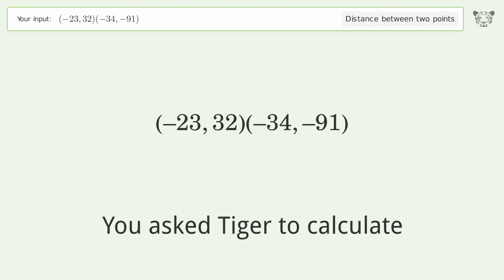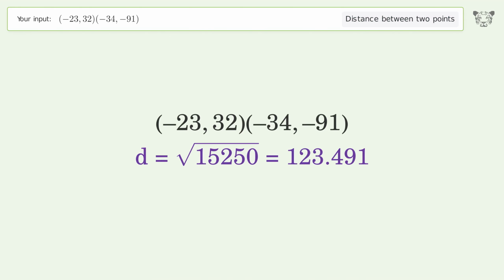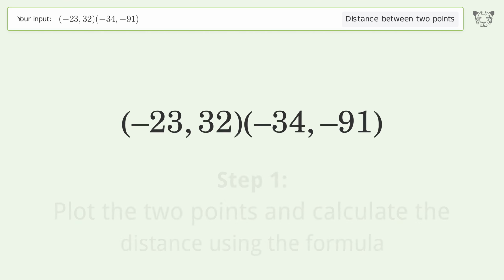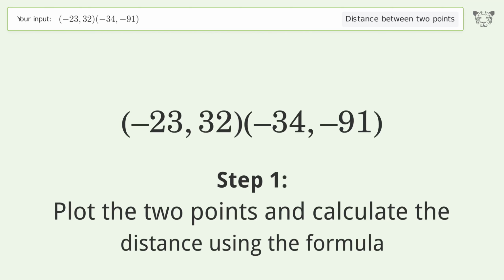You ask Tiger to calculate. This deals with the distance between 2 points. The distance between the 2 points is the square root of 15,250, or 123.491. Let's solve it step by step. Plot the 2 points and calculate the distance using the formula.